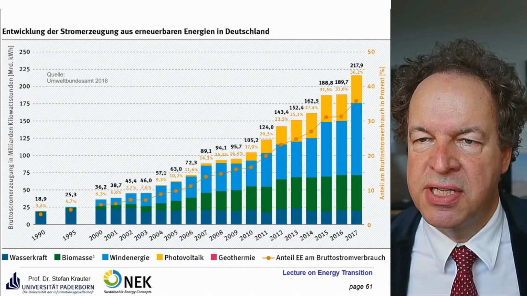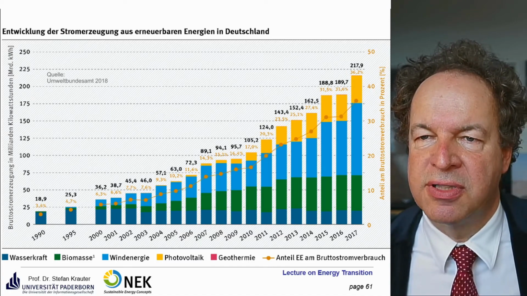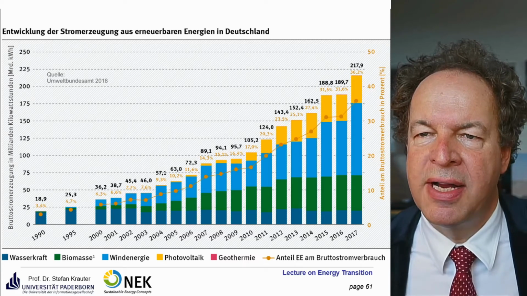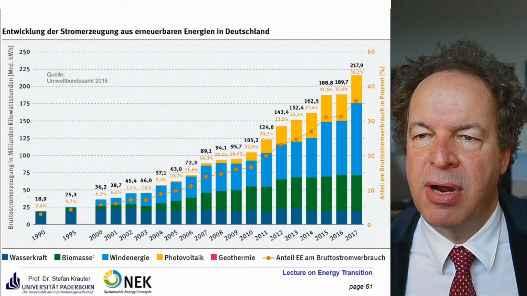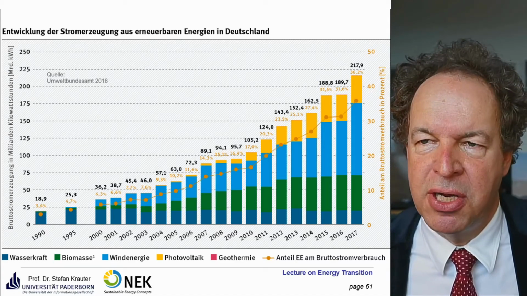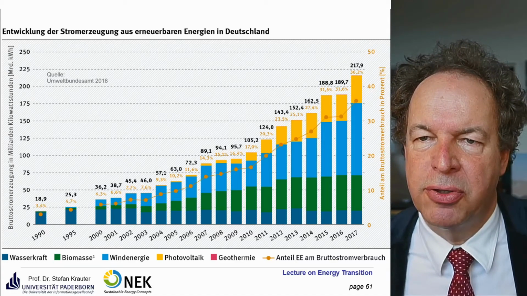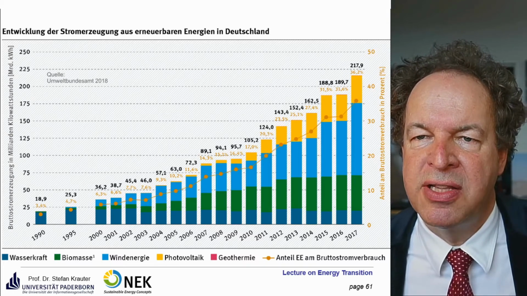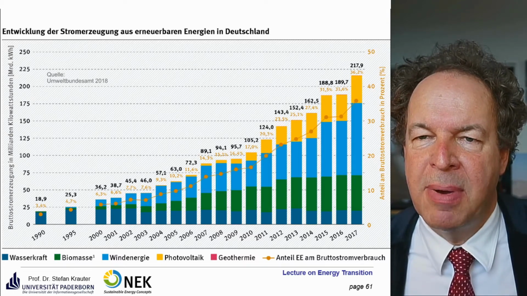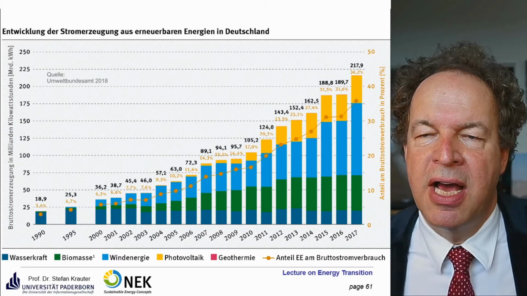Here you see different sources. The yellow one is photovoltaics, the blue one is wind power, the green one is biomass, and the red one is geothermal power, not very much in Germany. They don't have a lot of potential for it. And the dark blue one is traditional water power. As you see from the numbers, in 1919 there basically was only water power as renewable energy.